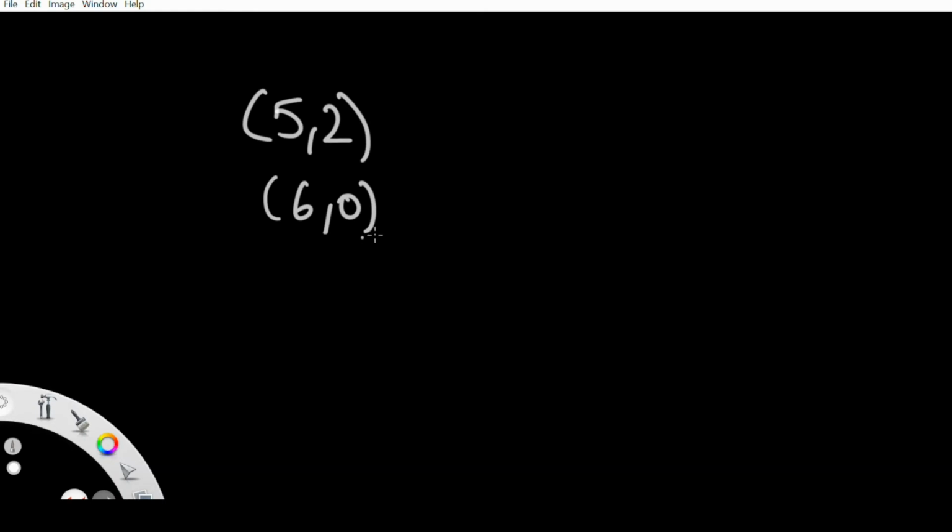So suppose we have another problem. We have to write it in slope-intercept form where one of the points is 5, 2, and the x-intercept is 6, 0. For this one, as a first step, we could graph it. So let me jump to the graph.